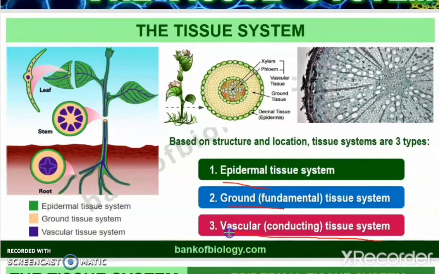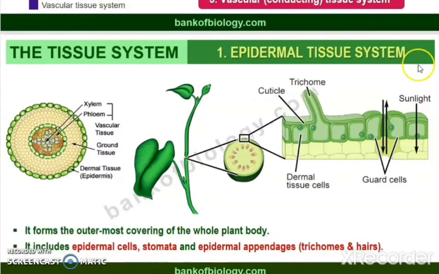Okay, so we studied a little part of this vascular or conducting tissue system, we studied about xylem and phloem. Now we will be learning in more detail about this vascular tissue system depending upon their structure and location. Okay, we will be learning about the structure and how it is arranged in the plant body. Okay, so now let us move on to the topic, children. So let us first learn about epidermal tissue system.